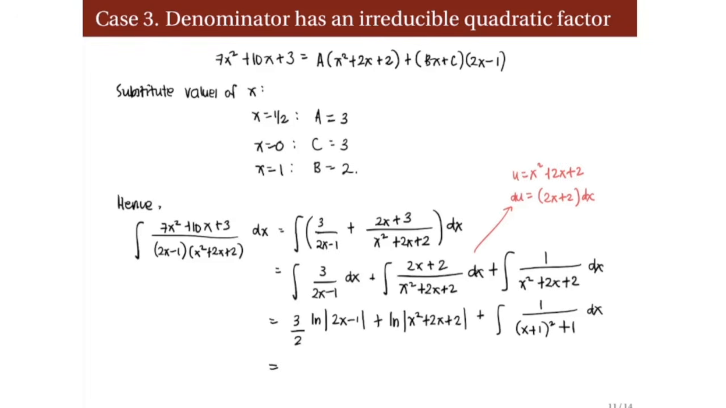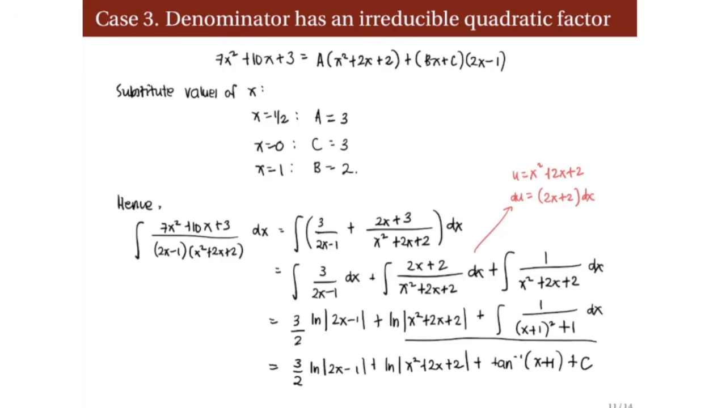So, the final answer here is 3 halves ln absolute value of 2x minus 1 plus ln absolute value of x squared plus 2x plus 2. Actually, pwede mong tanggalin yung absolute value kasi non-negative naman yan. Plus, again, this is u squared, this is a squared. Yung a mo is 1. So, this is 1 over 1, 1 over a, tangent inverse ng u, which is x plus 1 over a. And then plus the constant c. So, ito yung final answer natin.